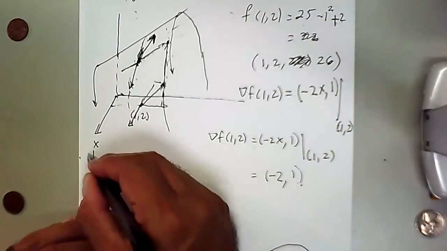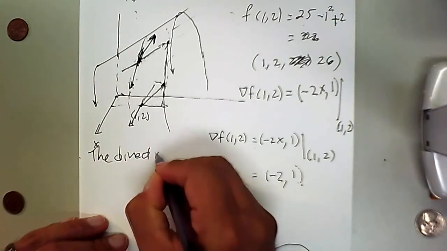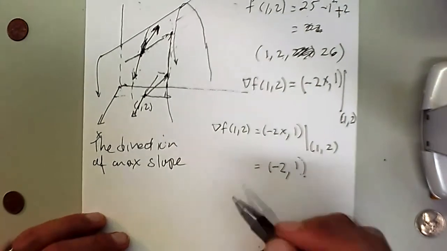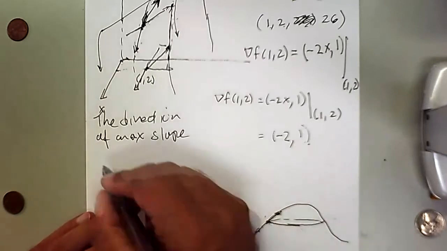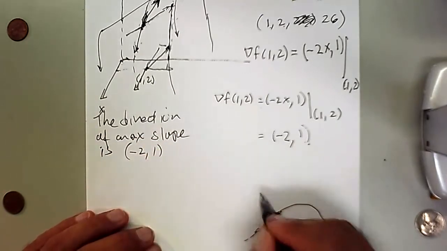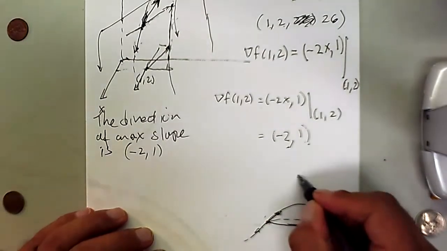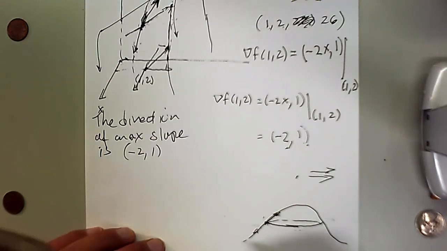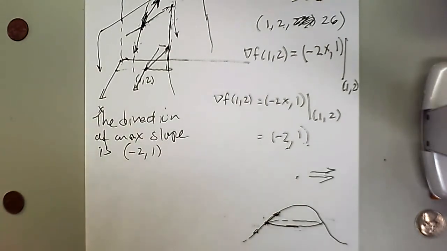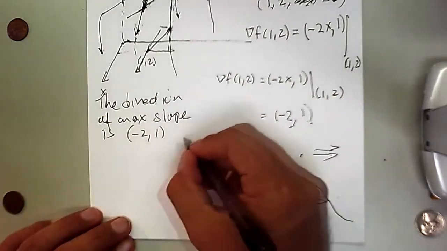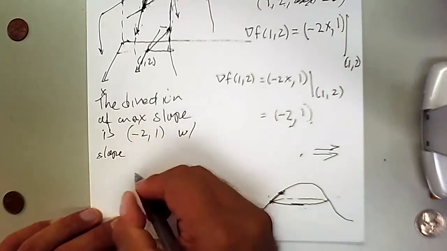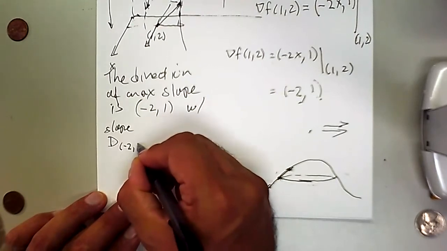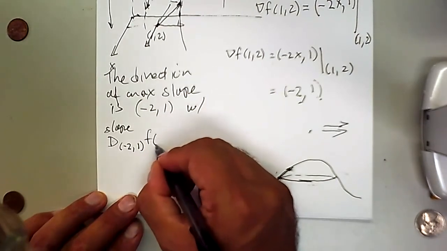So the direction of maximum slope, or rate of change, whichever way you want to say it, is -2, 1. It is the gradient itself. Why? Because the dot product of parallel, same-direction vectors gives you the maximum. And then the next question is, well, what is the slope? With slope, we compute the directional derivative in the direction -2, 1 of the function at 1, 2.